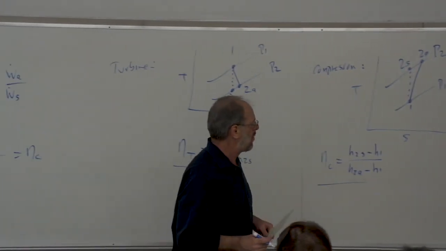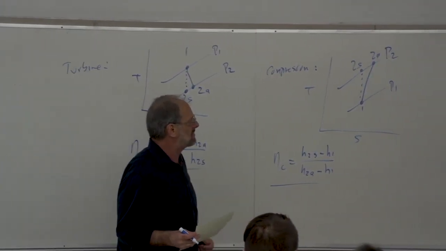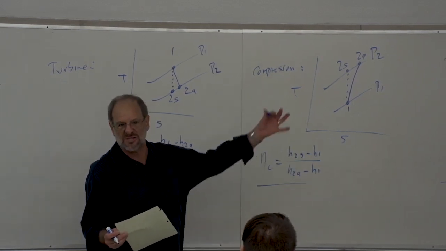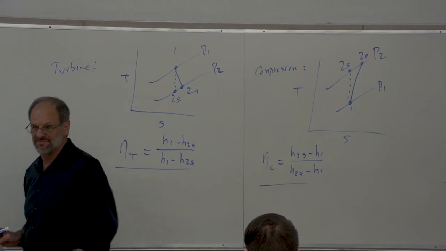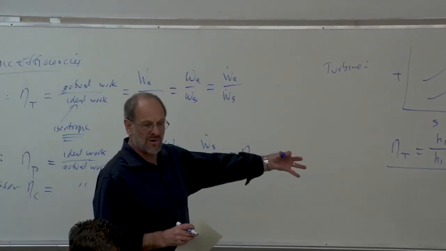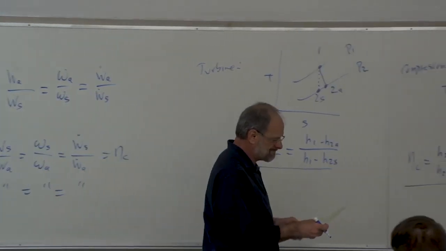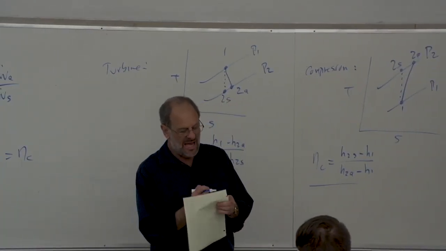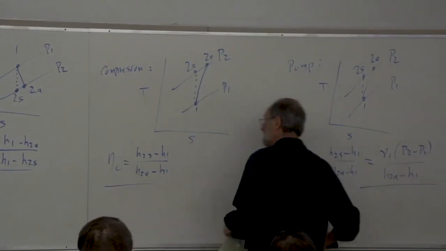Now, why didn't I include a pump here? Well, pumps only move liquids, and this is specifically dealing with an ideal gas, so it's simply not applicable. Okay. For gases, we only deal with turbines and compressors, no pumps. All right, so, what would be a typical problem where we would utilize this information?